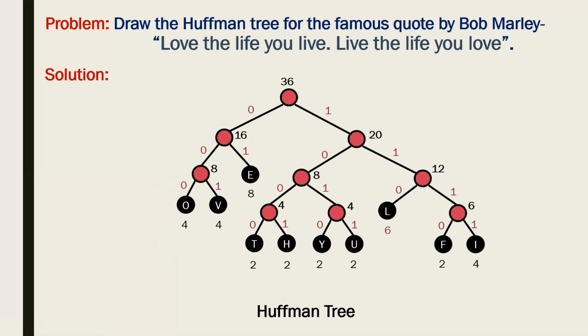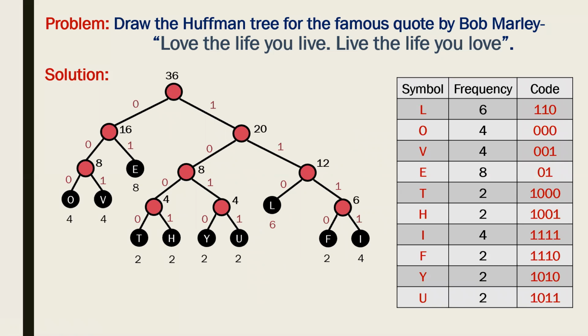Now the code for each of the symbols can also be obtained as follows. Every time, if we have to find the code for L, we have to move from the root node until we reach the node L. So 1, 1 and 0. So this is 1, 1, 1, 0. Now if we have to find the code for O, we have to move from the root node to 0, 0 and 0. So this is the code 0, 0, 0.